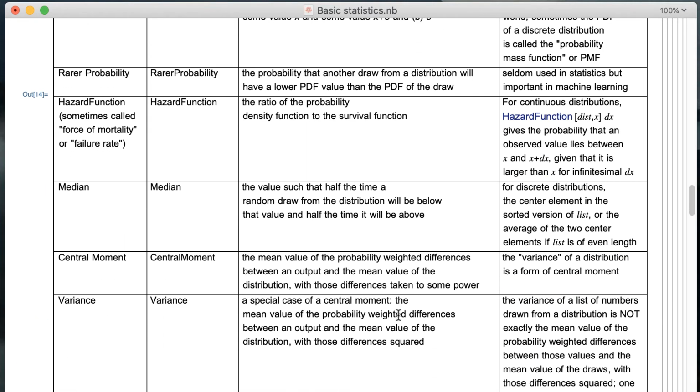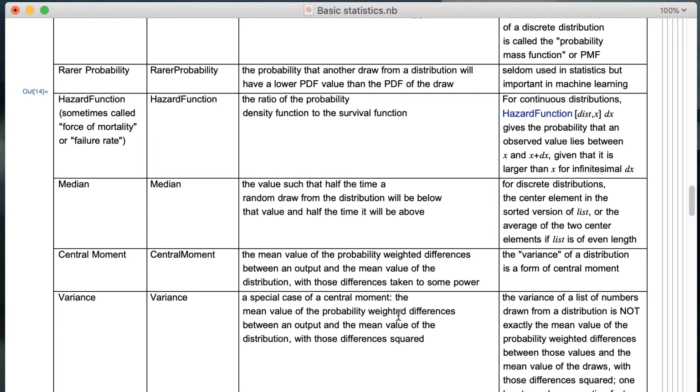Okay, rarer probability. Rarer probability is, supposing you say, I want to look at the domain value 0.7. That has some PDF value associated with it through the PDF function. And I want to know what fraction of all possible values drawn from the distribution will have a probability less than the PDF of the number that I suggested. This is called rarer probability. It's only occasionally used in conventional statistics, but it is used a fair amount in machine learning, so we will see it again.